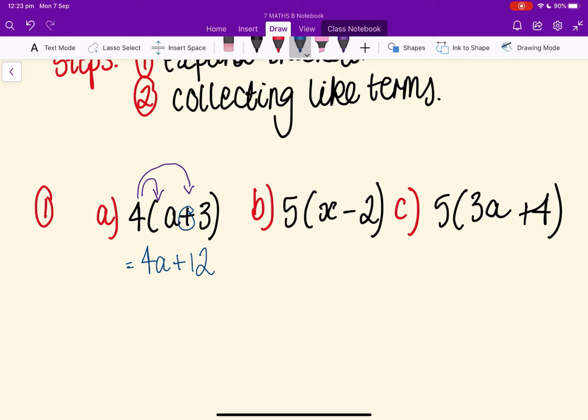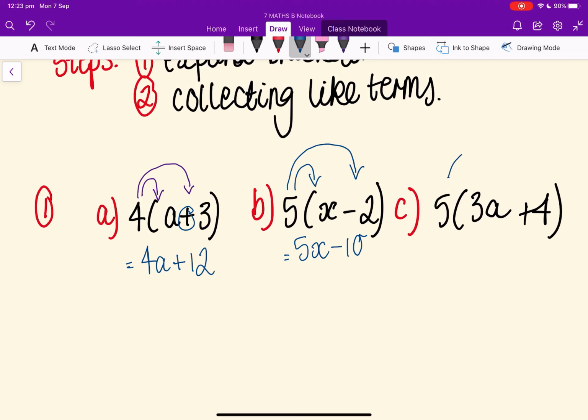Let's look at part B. We're going to multiply 5 by x and 5 by negative 2. Okay, 5 times x gives you 5x. We're going to write this minus sign here. 5 times 2 is 10, or negative 10. Let's look at our last one.